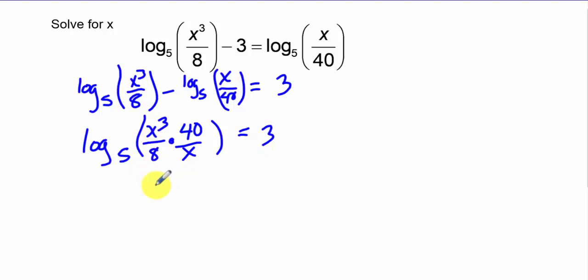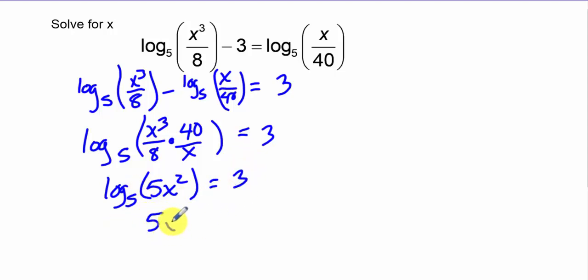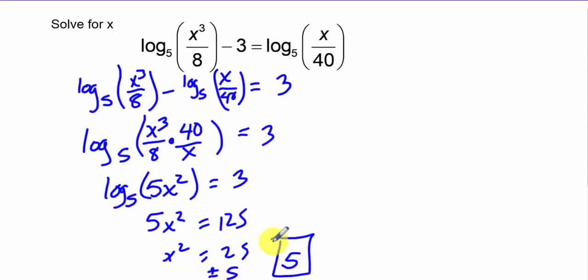Notice some reduction happens. That's a 5 and an x squared, and that's a log base 5 of 5x squared is equal to 3. I'll slide that base and have 5x squared is 125. X squared is equal to 25, and plus or minus 5 is going to be my solution. -5 is going to be a problem, so the answer is just 5.